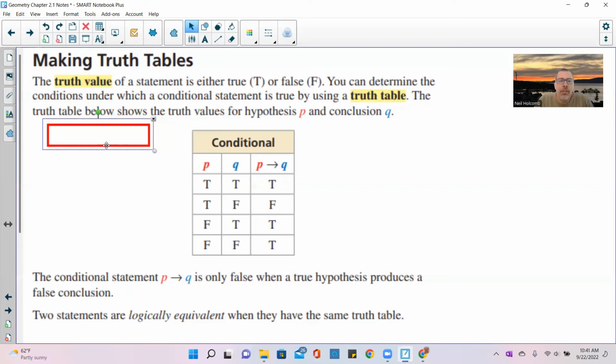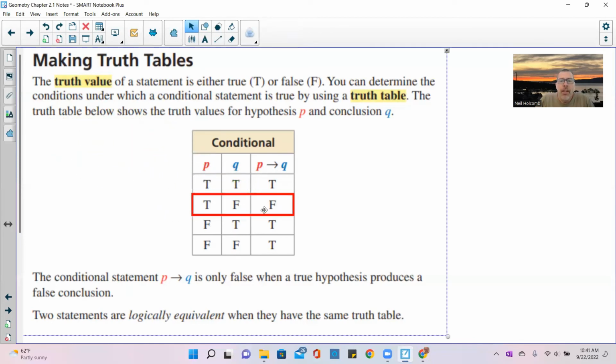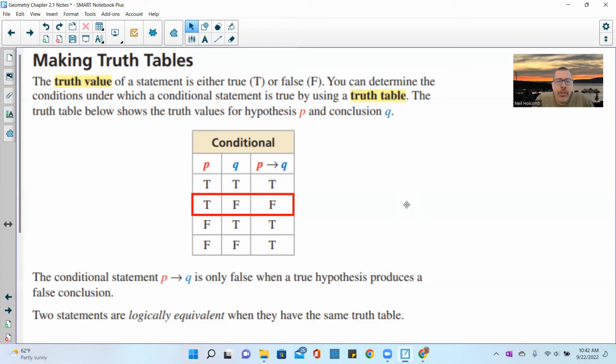A false hypothesis and a true conclusion. I'm going to bring this box down and put it right here for a reason. In a truth table, this is the hypothesis, this is the conclusion, and this is the conditional P implies Q. The only time a conditional statement is false is when the hypothesis is true and the conclusion is false. So the conditional statement P implies Q is only false when a true hypothesis produces a false conclusion. Two statements are logically equivalent when they have the same truth table.